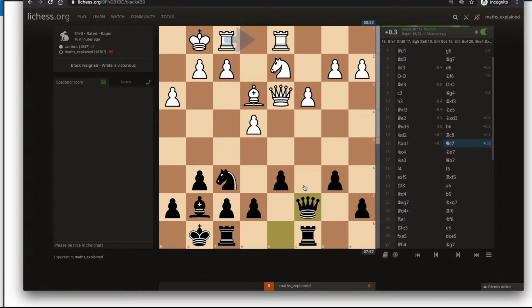Okay, still not doing too badly. You can see the number is pretty close to 0. If it gets to 1 or negative 1, that means one of them is probably winning.